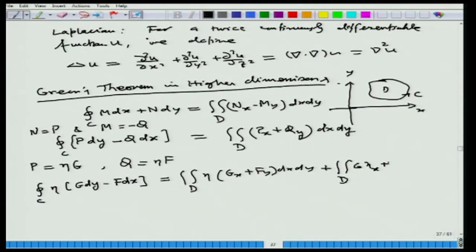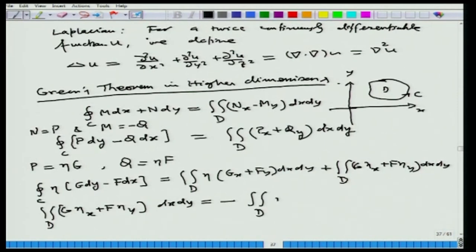g eta x plus f eta y dx dy. And so, we take one term on the other side. So, we will get like this here. Okay. So, we can write this over D like this, g eta x plus f eta y dx dy. We take this on the other side, so we get minus over D eta times g x plus f y dx dy plus this boundary integral eta g dy minus f dx. So, this is the general form of integration by parts.